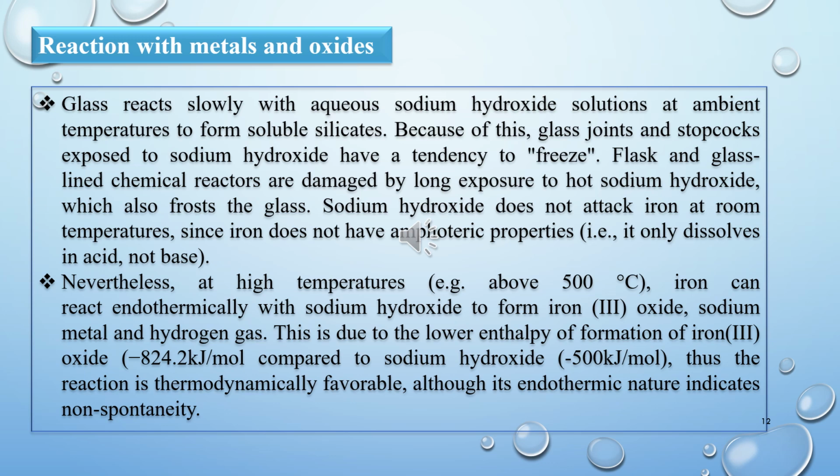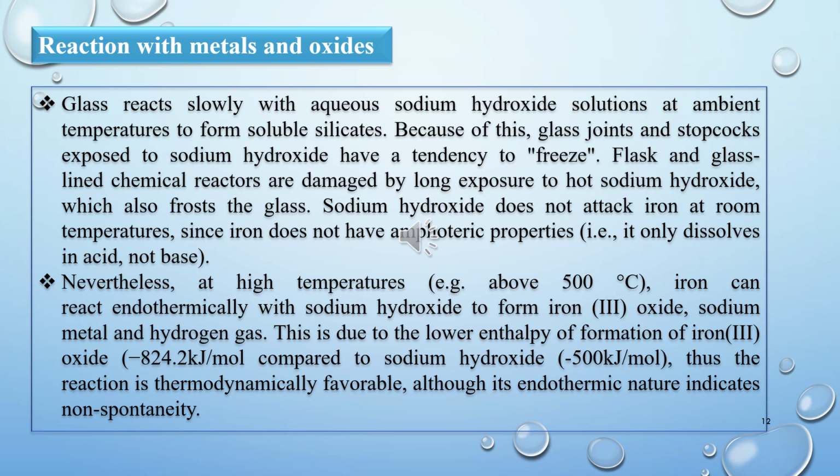The next reaction is reaction with metals and metal oxides. Till now, we have discussed the reaction of sodium hydroxide with acids and acid oxide. Now, the next reactions are reaction with metal and metal oxides.